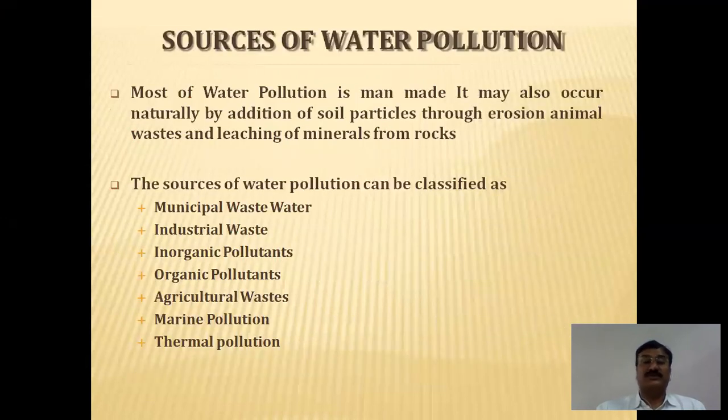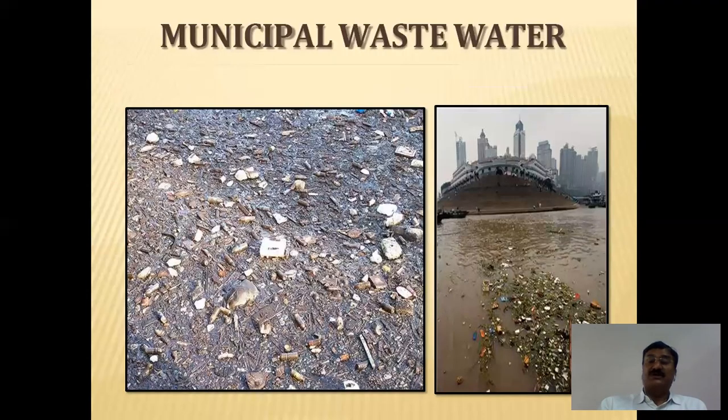Sources of water pollution. Most water pollution is man-made. It may also occur naturally by the addition of soil particles through erosion, animal waste, and leaching of minerals from rocks. The sources of water pollution can be classified as municipal wastewater, industrial waste, inorganic pollutants, organic pollutants, agricultural waste, marine pollution, thermal pollution. This slide shows the municipal wastewater.